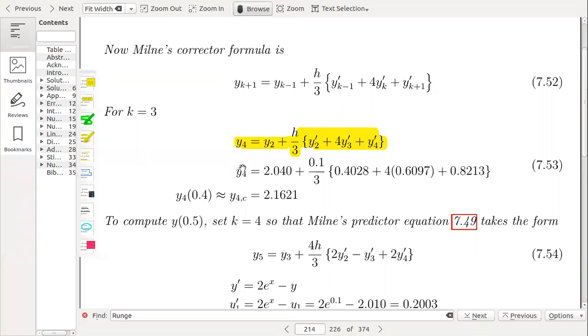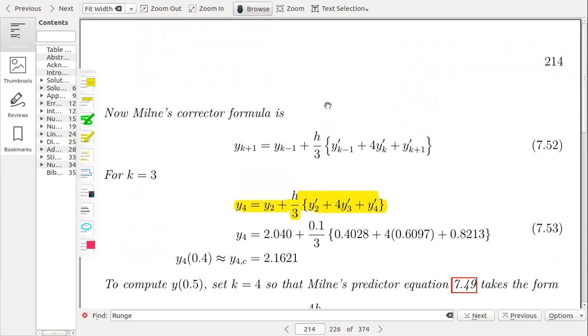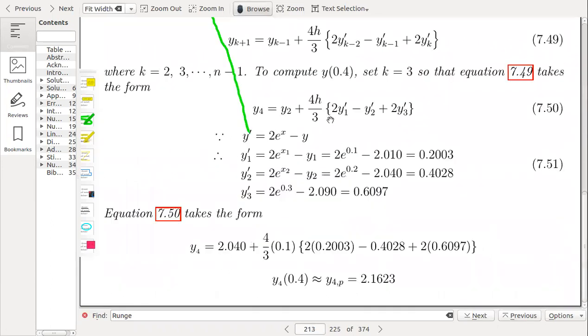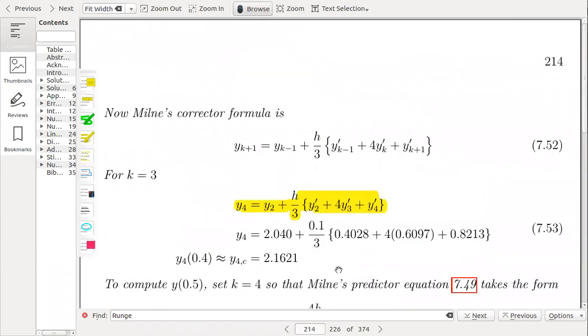So we will have y4 is equal to 2.040 plus 0.13 to 0.4028 plus 4, 0.6097 plus 0.8213. And we will have the value 2.1621. So if you make a comparison with the predictor value, we have 2.1623.